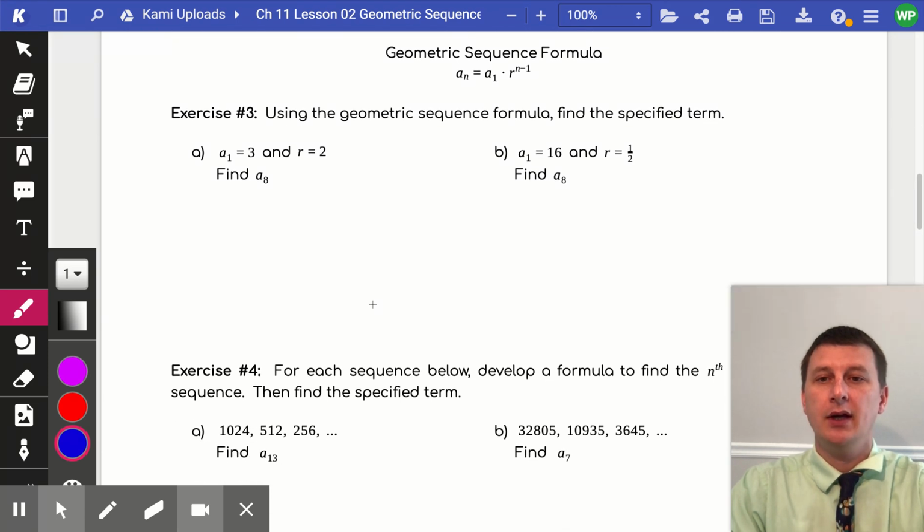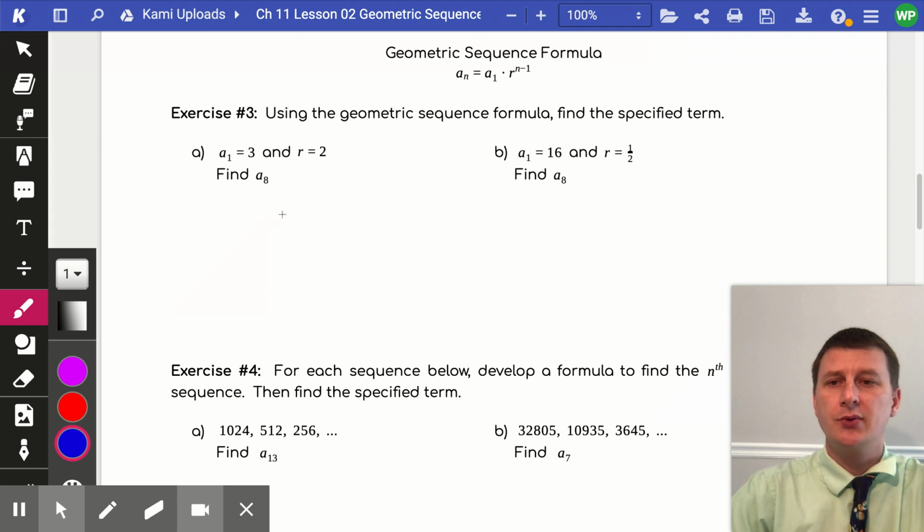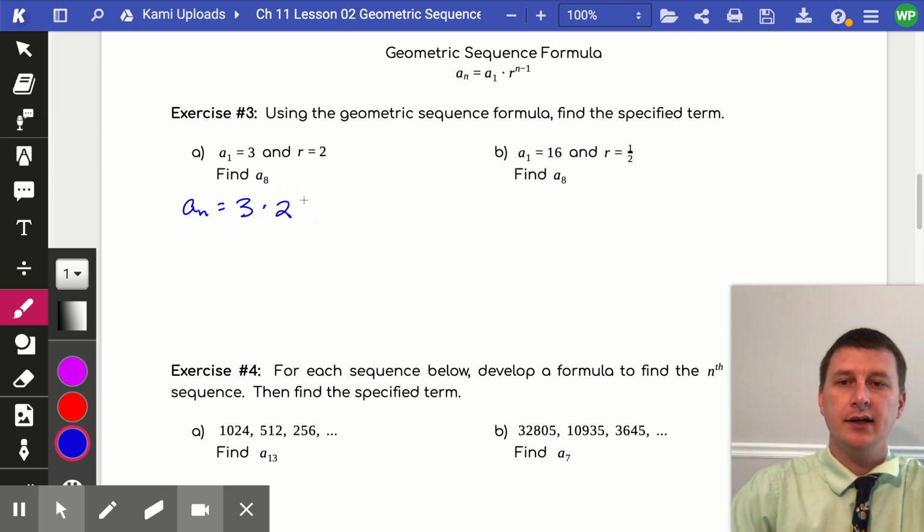So using that formula, we want to find the specified term in exercise 3, parts A and B. So we're given a sub 1, and we're given the common ratio of 2, and we want to find the 8th term in that sequence. So we're just going to substitute the values that we do know. So first off, we're going to have a sub n is equal to 3 times 2, because that's our r value, to the n minus 1.